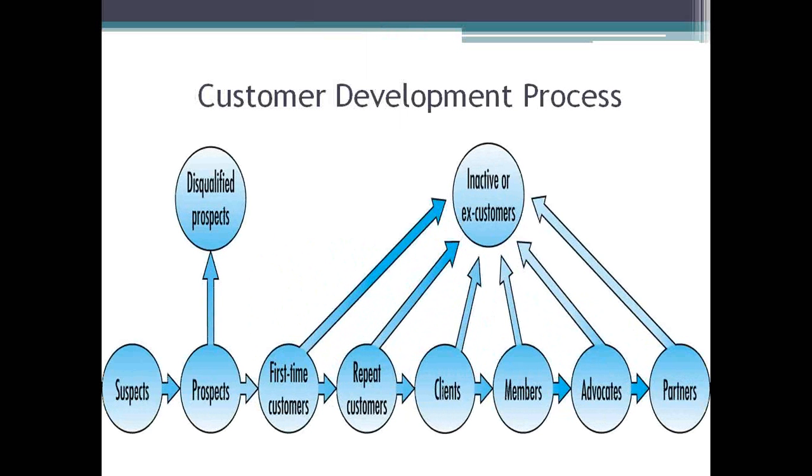This graphic is what we call the customer development process. In the beginning, you have suspects and you have prospects. Those prospects go on to either not purchase from you or not become a customer, or they're just disqualified in some other way, just the product did not meet their means, and then they go on to be customers and clients and advocates and then maybe even partners in your company, which is the ultimate.